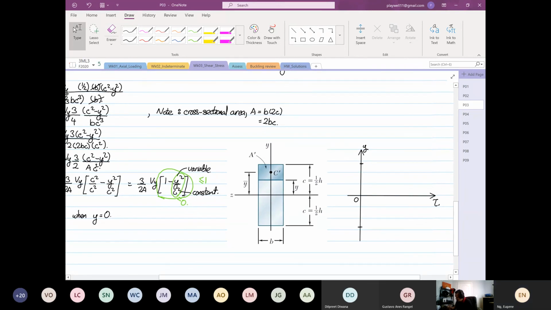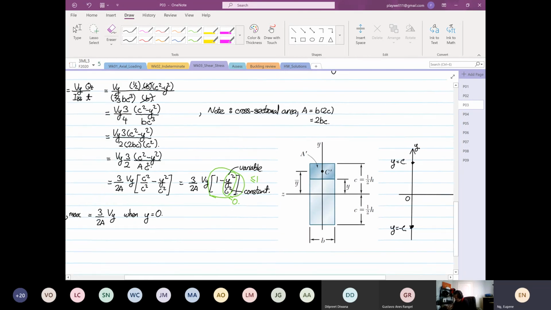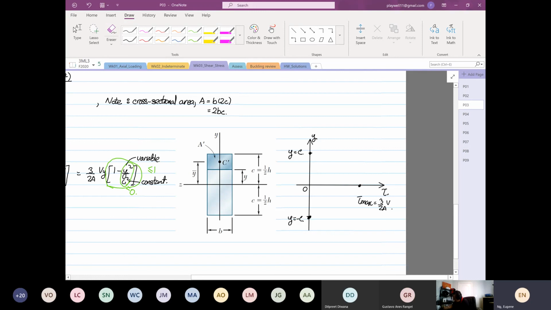Now we realize that at this point over here, y is equal to c, and at the bottom term over there, y is equal to minus c. So if y is equal to c, what you have is 1 minus 1, which is equal to 0. So the shear stress at the extreme point will start from 0. And when y is equal to 0, this is where we have our shear max, which is equal to 3/2 Vy over a, that is 3/2a multiplied by Vy.